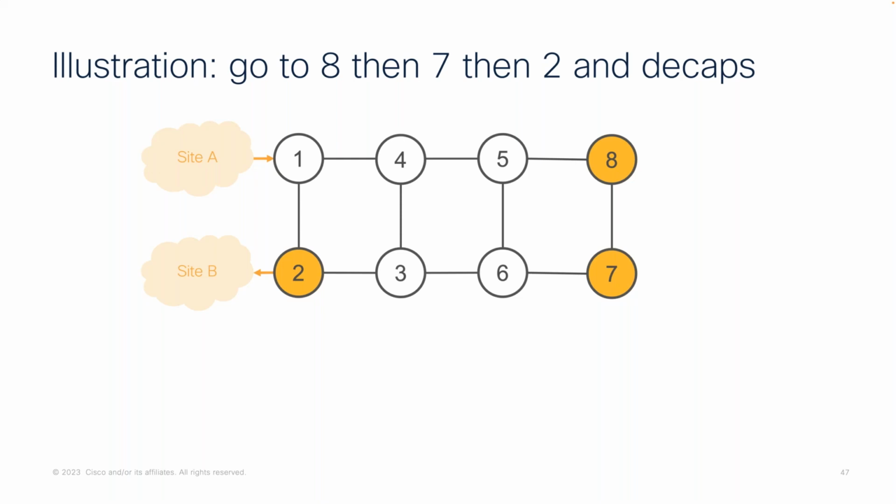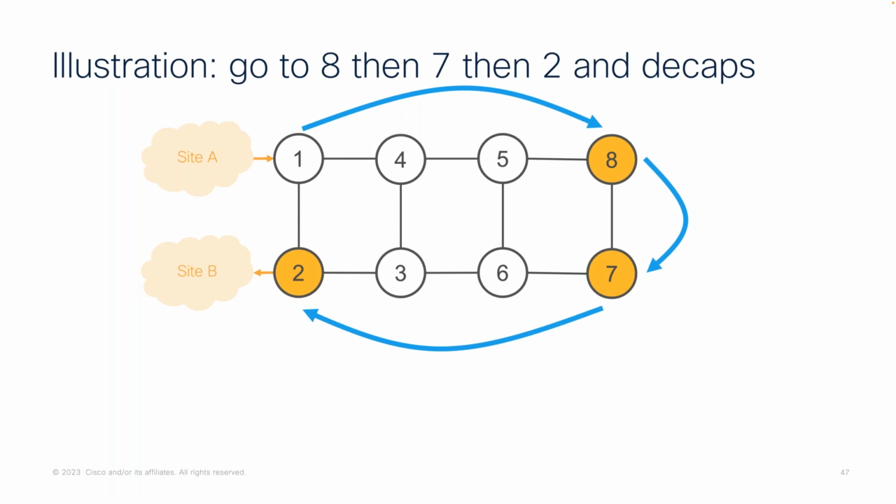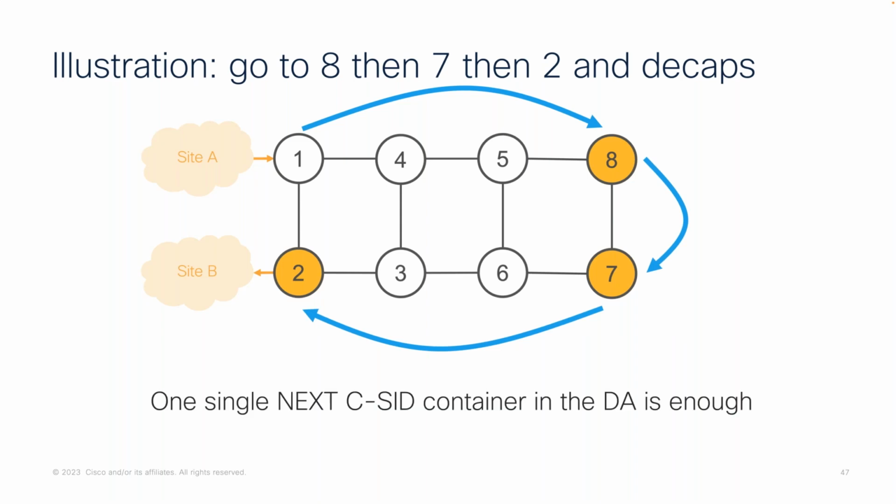So we have 2 sites, site A and site B, and we have some VPN between site A and B. And we need to send traffic from site A, node 1, first to node 8, then to node 7, then to node 2 to meet whatever traffic engineering or service function chaining solution we're trying to implement. Okay, and we want to do this with a minimal number of SIDs. Normally this would be a 3 SID operation. We'd have an SRH with 3 SIDs. With this next CSID container, we can do that with just a destination address.